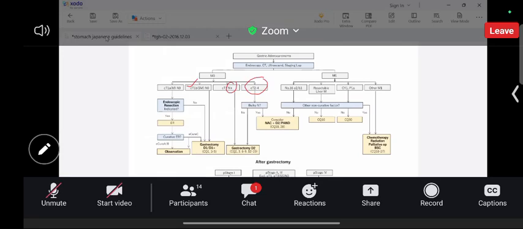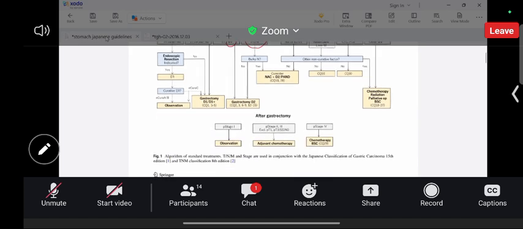If it is not bulky, we can go straight away for gastrectomy with D2 lymph node dissection. If it is bulky, we will go for NAC followed by surgery. And then if the disease is metastatic, the management differs. That we will read in some other class.